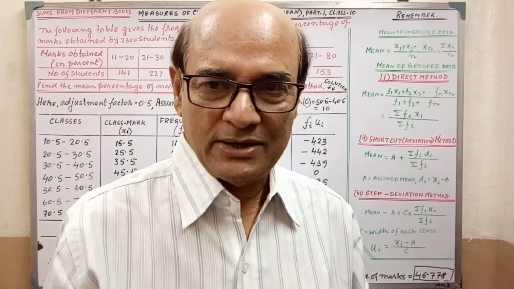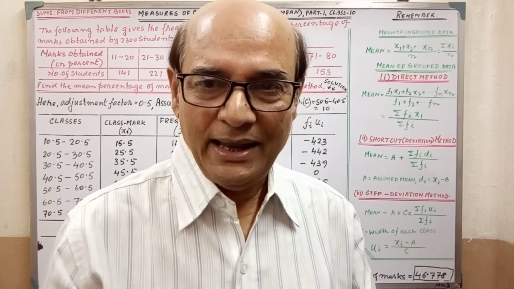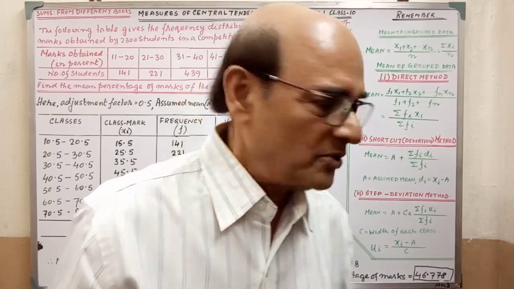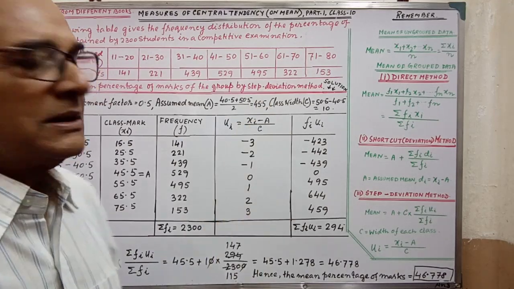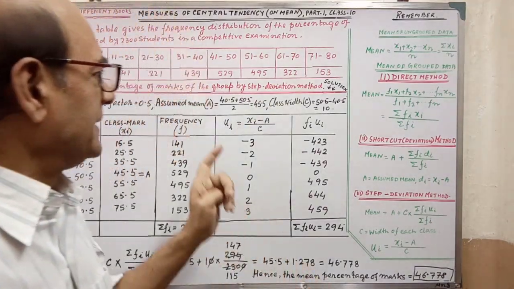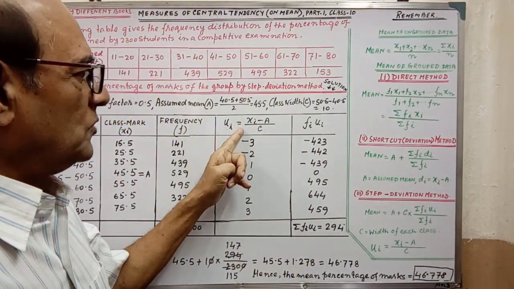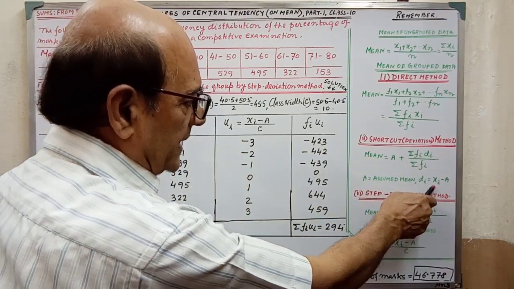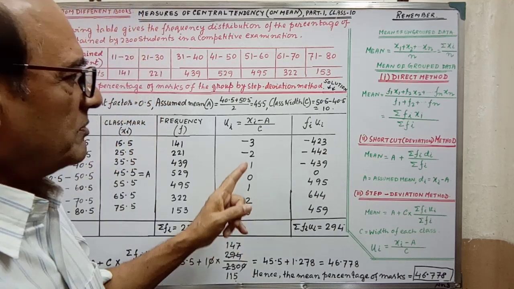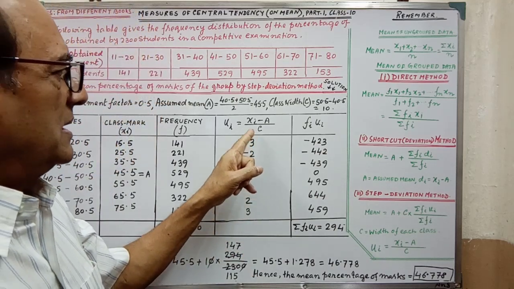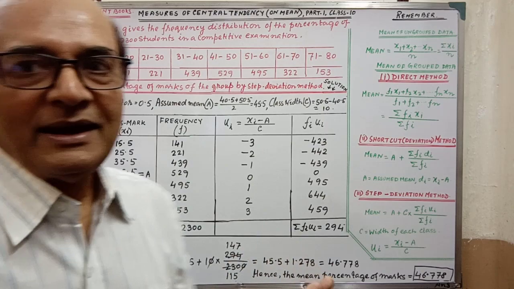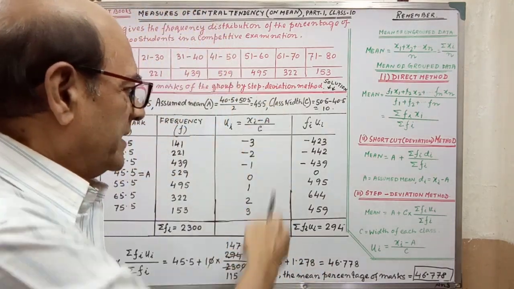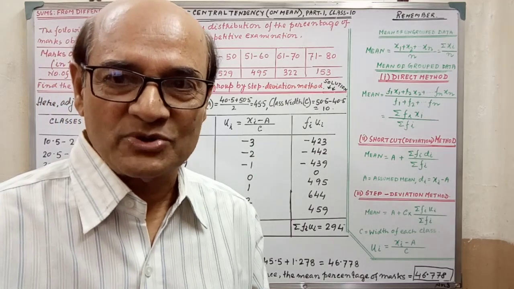The sum is completed. If you feel difficulties, then you must go through the solution again. If you understand one sum clearly, then any sum in this chapter you can easily do yourself. The table will be a little bit different. In case of the shortcut method, here will be di equal to xi minus a, and in case of direct, here will be multiplication. The table will be a little bit different, but if you understand this, then any sum you can do yourself.